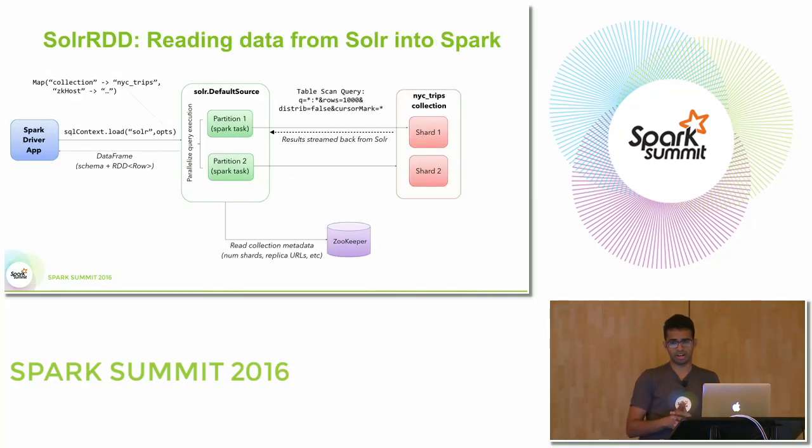So what goes on under the hood, especially when this SolrRDD data source is connecting to SolrRDD? Let's say I have a collection called nyc_trips, and this collection has two shards. SolrRDD has a concept of shards. A shard is a logical collection of documents. Shards can be split across nodes, or different shards can reside on the same node as well. So here, I have the NYC trips collection and two shards.